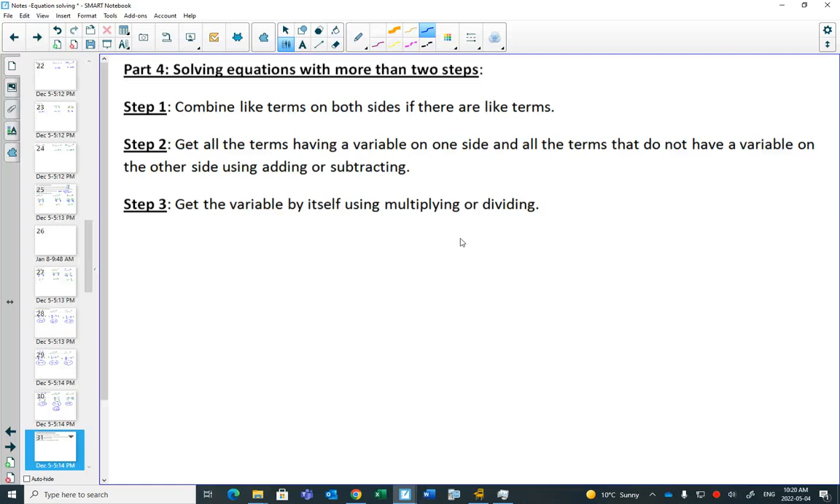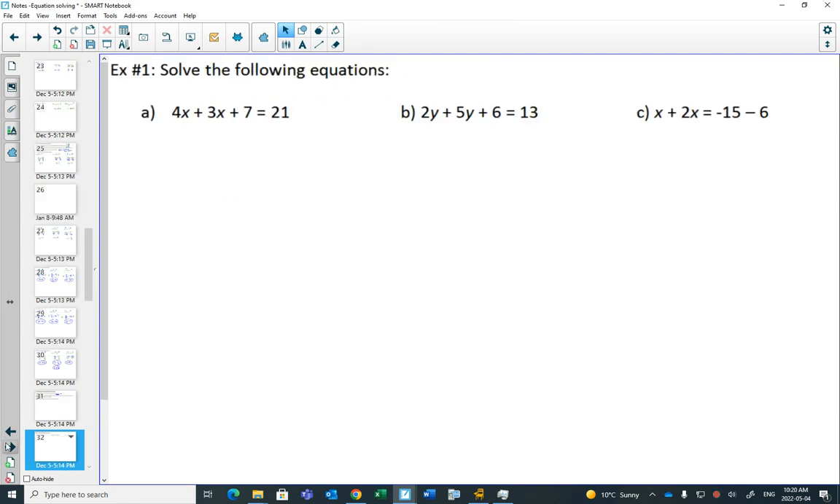Right? This idea, the first step that's written here: if you have like terms, which we already wrote as a hint, put them together. Our goal is to get the variable by itself. So what do these multi-step ones look like? They just have lots of things in them. But many of the things are like terms.